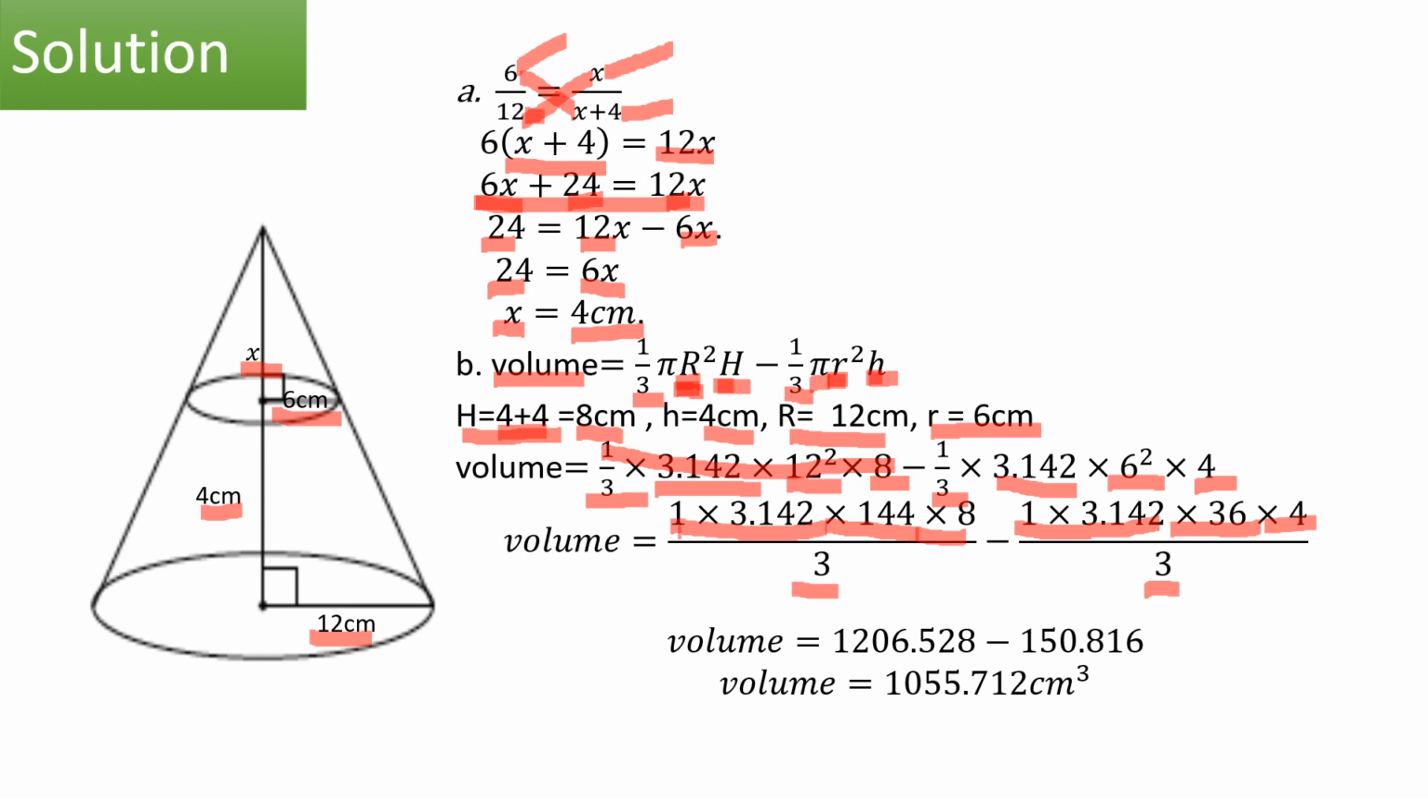So if you multiply all the top and divide by 3, we get 1206.528. For the second part, we get 150.816. So if you subtract 150.816 from 1206.528, you will get 1055.712 cubic centimeters.